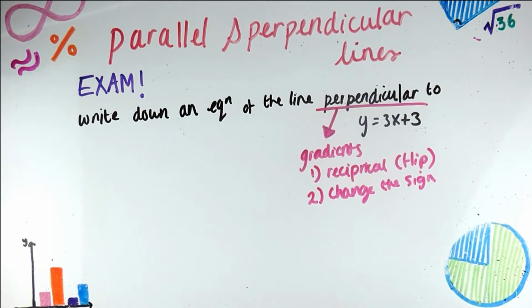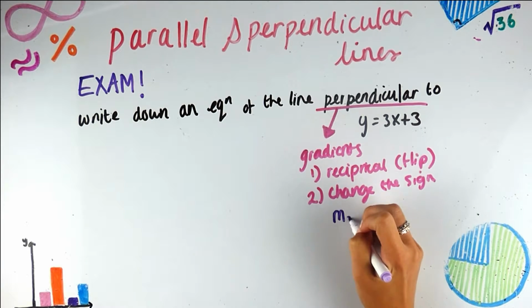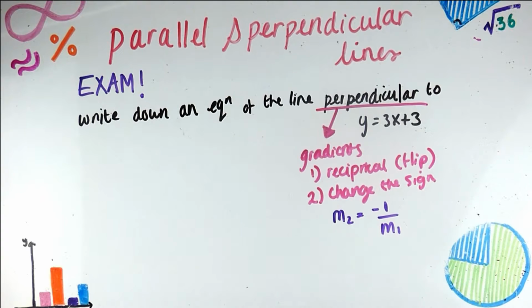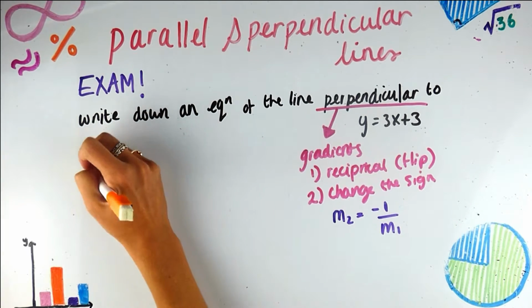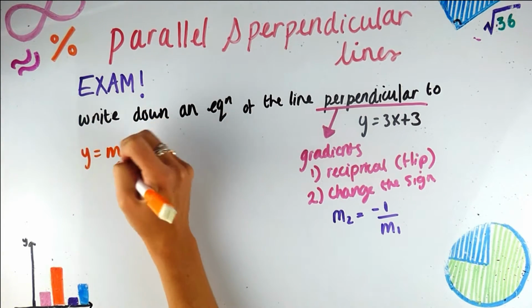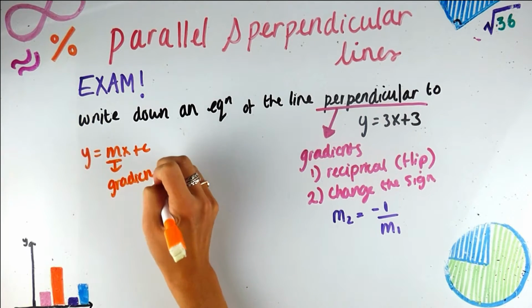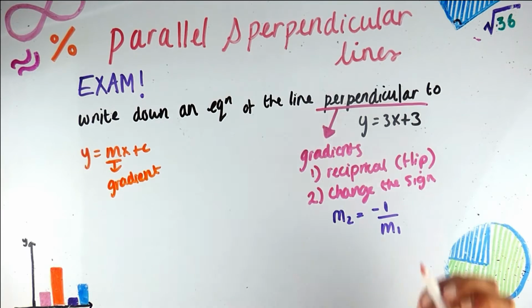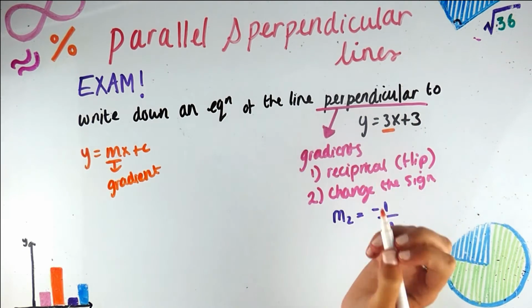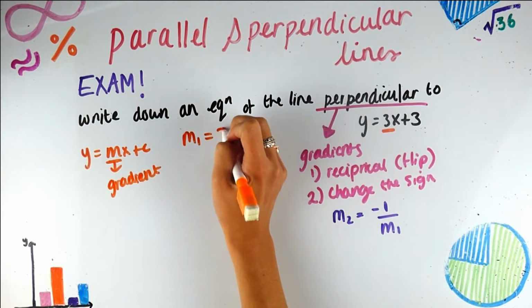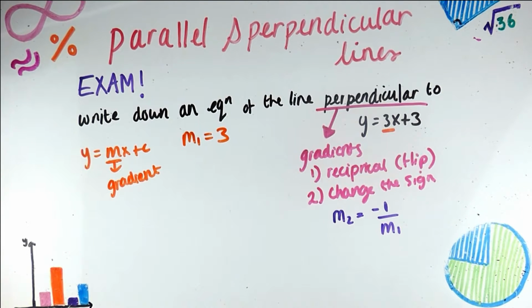Okay, so for example, that would look like that in an equation, but you could think of it as reciprocal, flip, and change the sign. So we need an equation of a line perpendicular to y equals 3x plus 3. We know from the equation of a line y equals mx plus c that the x coefficient is the gradient, the number before the x. So we can identify that in this equation to be the 3. So we could say that m1, gradient 1, equals 3.